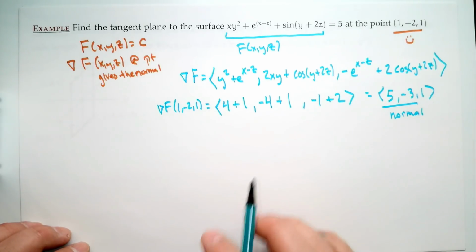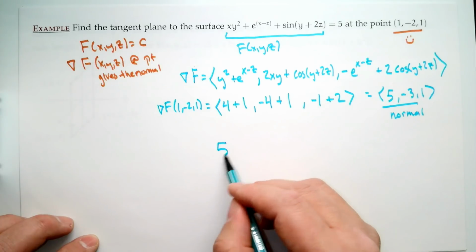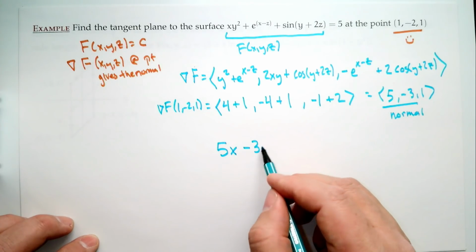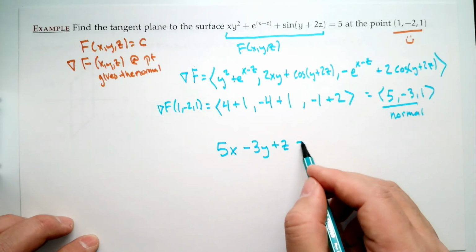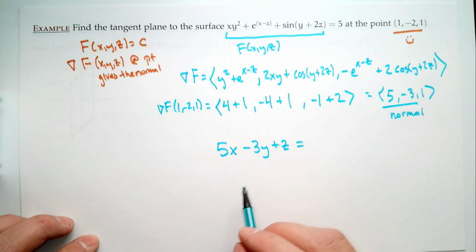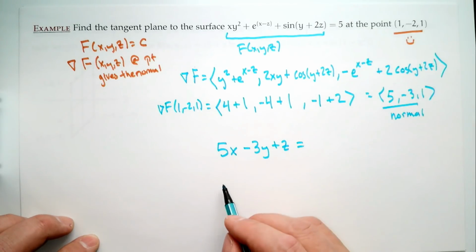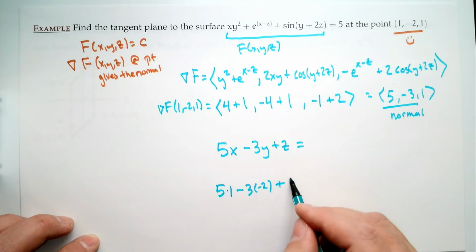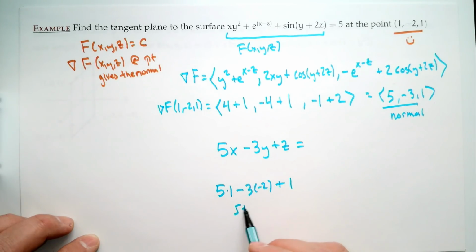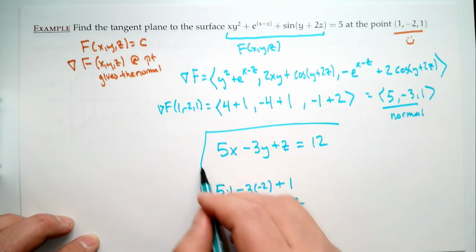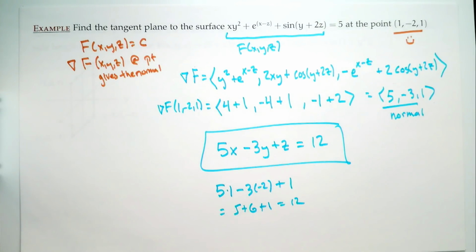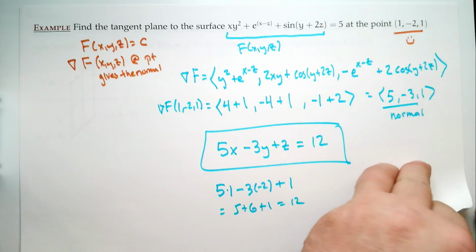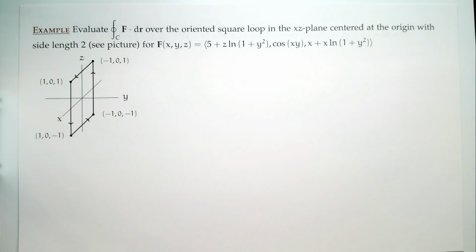And now we can write down the equation of our plane. So the normal gives us our coefficients, 5x minus 3y plus z equals something. So how do you find the something? Use the point now. So the something has to be 5 times 1 minus 3 times negative 2 plus 1, or 5 plus 6 plus 1, which is 12. So that's 12. And that's our answer. We're good. All right, I like that problem. I hope we get that problem on the test.